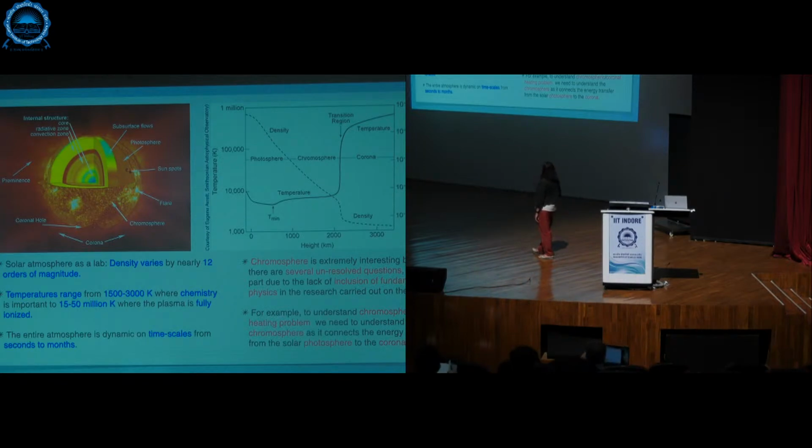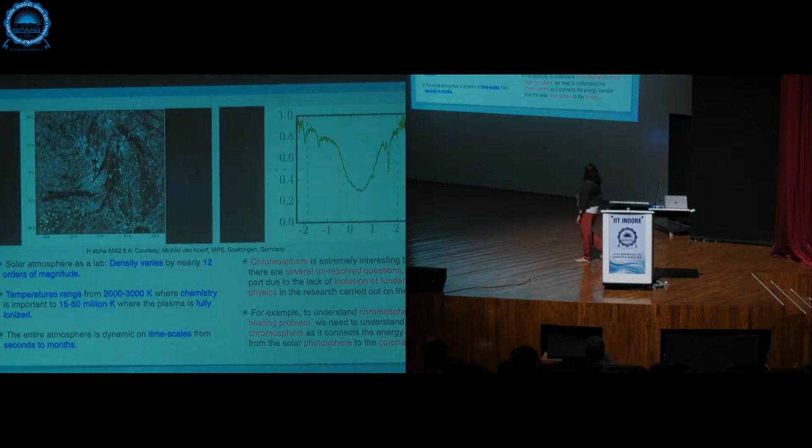It is also dynamic on time scales from seconds to months, and in particular what we are interested in is the solar chromosphere. There are several unresolved problems, and we are particularly interested in understanding the chromosphere because the chromospheric heating problem is something people have been trying to understand for several decades, and it connects the energy transfer from the photosphere to the corona.